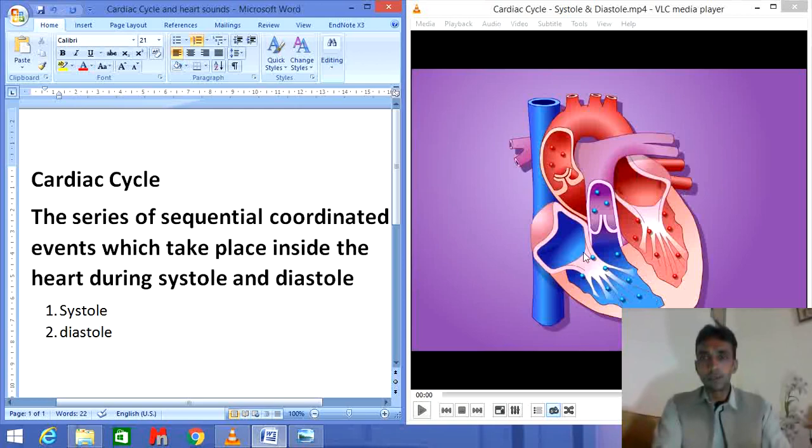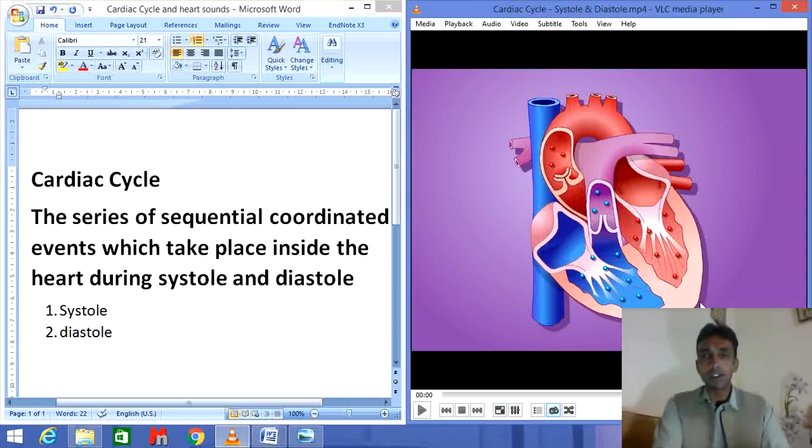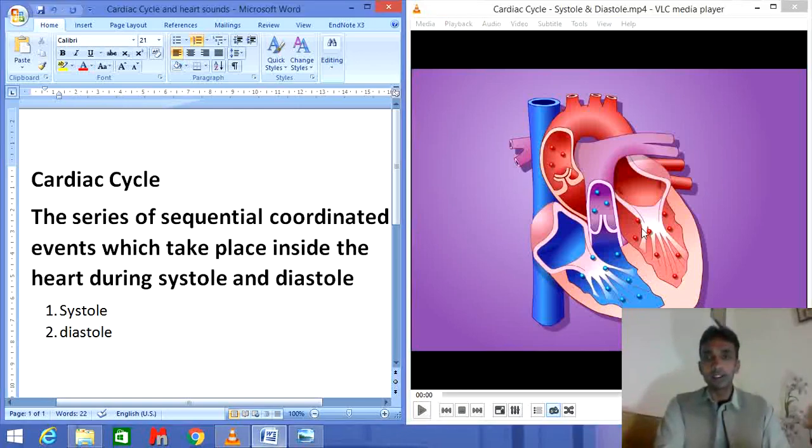The contraction of heart means the contraction of ventricles, not the contraction of atria. So the systole means the contraction of ventricles of the heart, and diastole means the relaxation of the atrium of the heart.